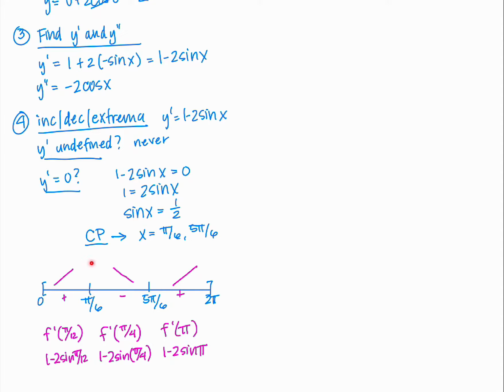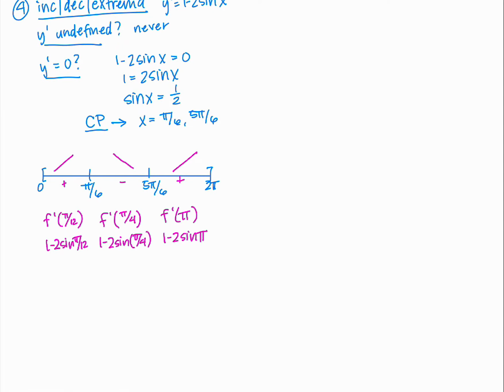So I can see that I'm going to have a relative max here at pi over 6 because I went up and then turned around and went down. And then at 5 pi over 6, I'm going to have a relative min because I went down and turned around and came back up. So let's write that down. I have a relative min at 5 pi over 6. And I need the y value that goes with 5 pi over 6.